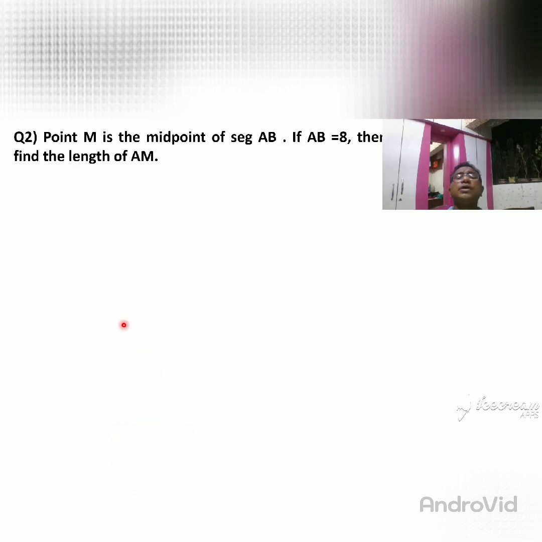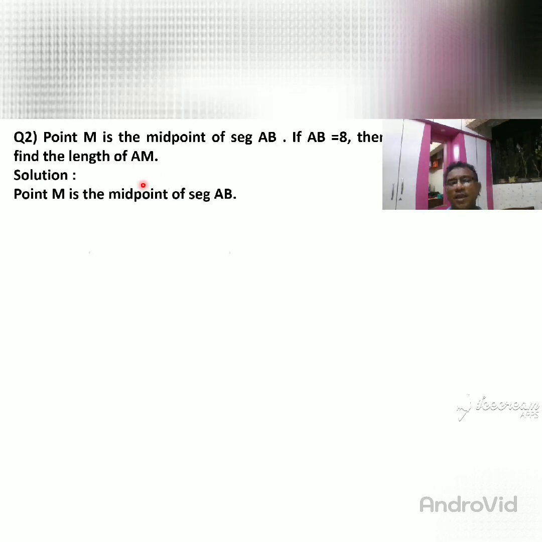Then question number 2 here. Point M is the midpoint of segment AB. AB is equal to 8. Then find AM. So M is the midpoint of AB, so we can draw such a diagram. See, this is the segment AB, and in this segment AB, this M is the midpoint.